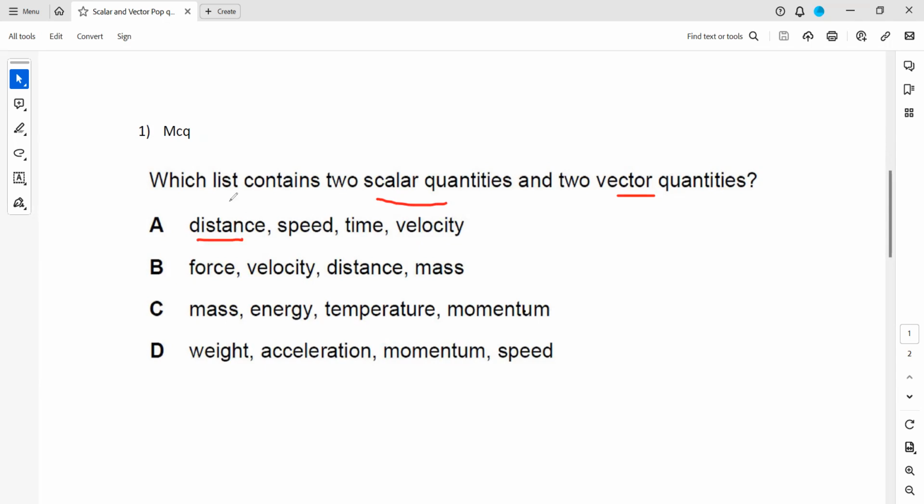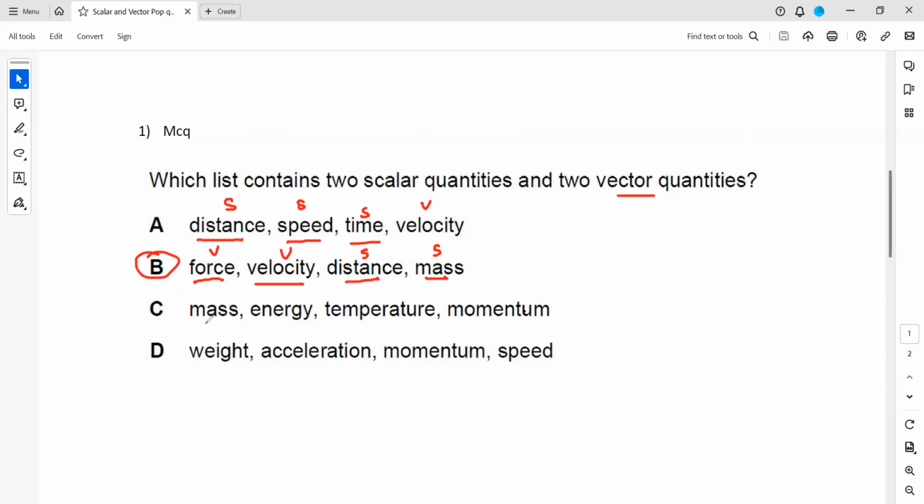So distance is a scalar, speed is a scalar, time is a scalar, but velocity is a vector. So it has three scalars and one vector. When we check the second option, force is a vector, velocity is a vector, distance is a scalar, and mass is also a scalar. So B should be the right answer.